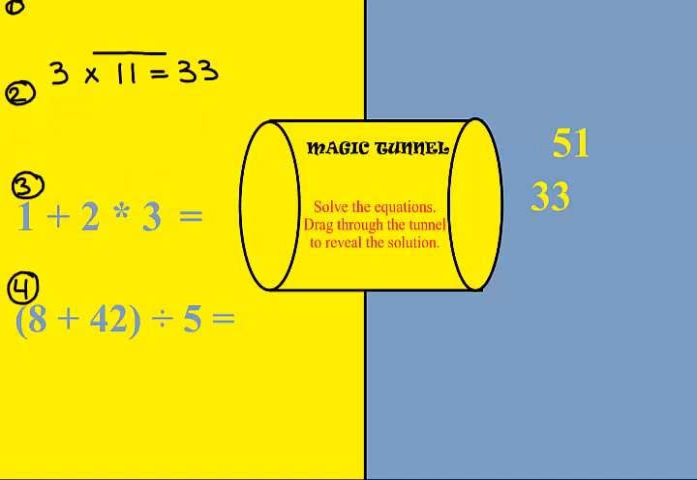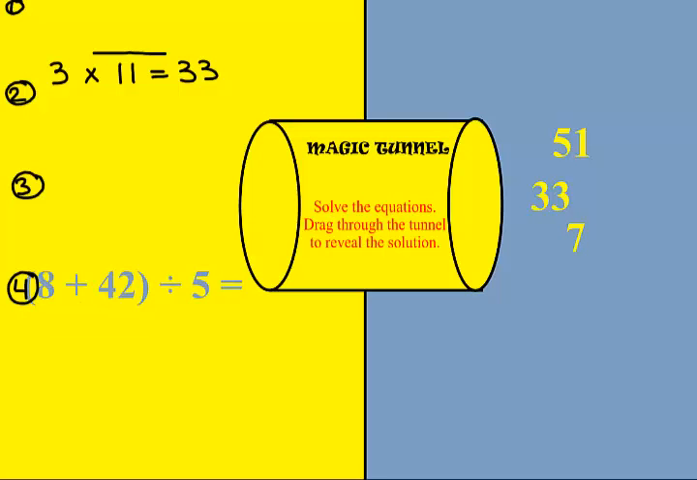Let's see what number 2's answer was. 51. Did you get 51? Number 3's answer is 7. And number 4, the answer is 10.